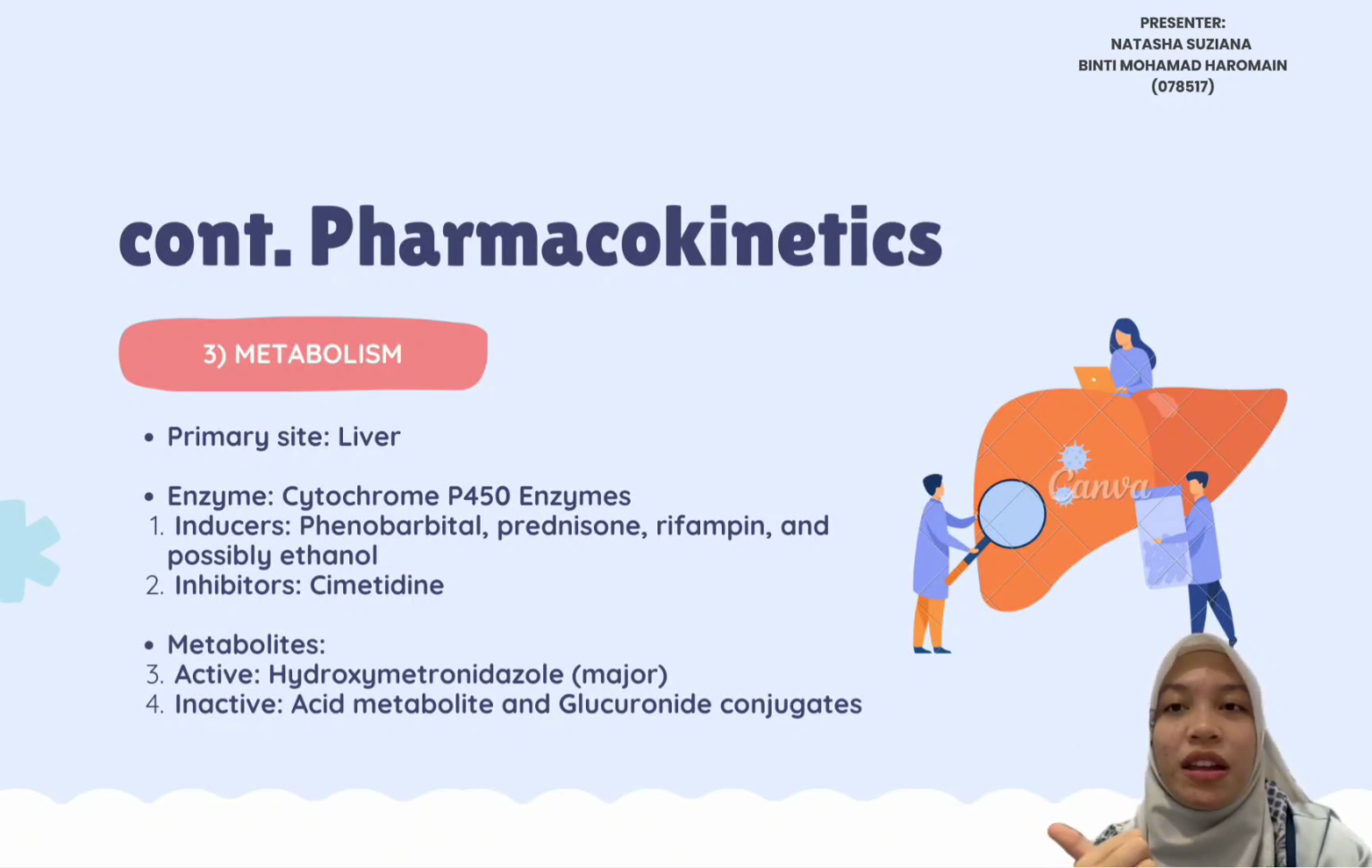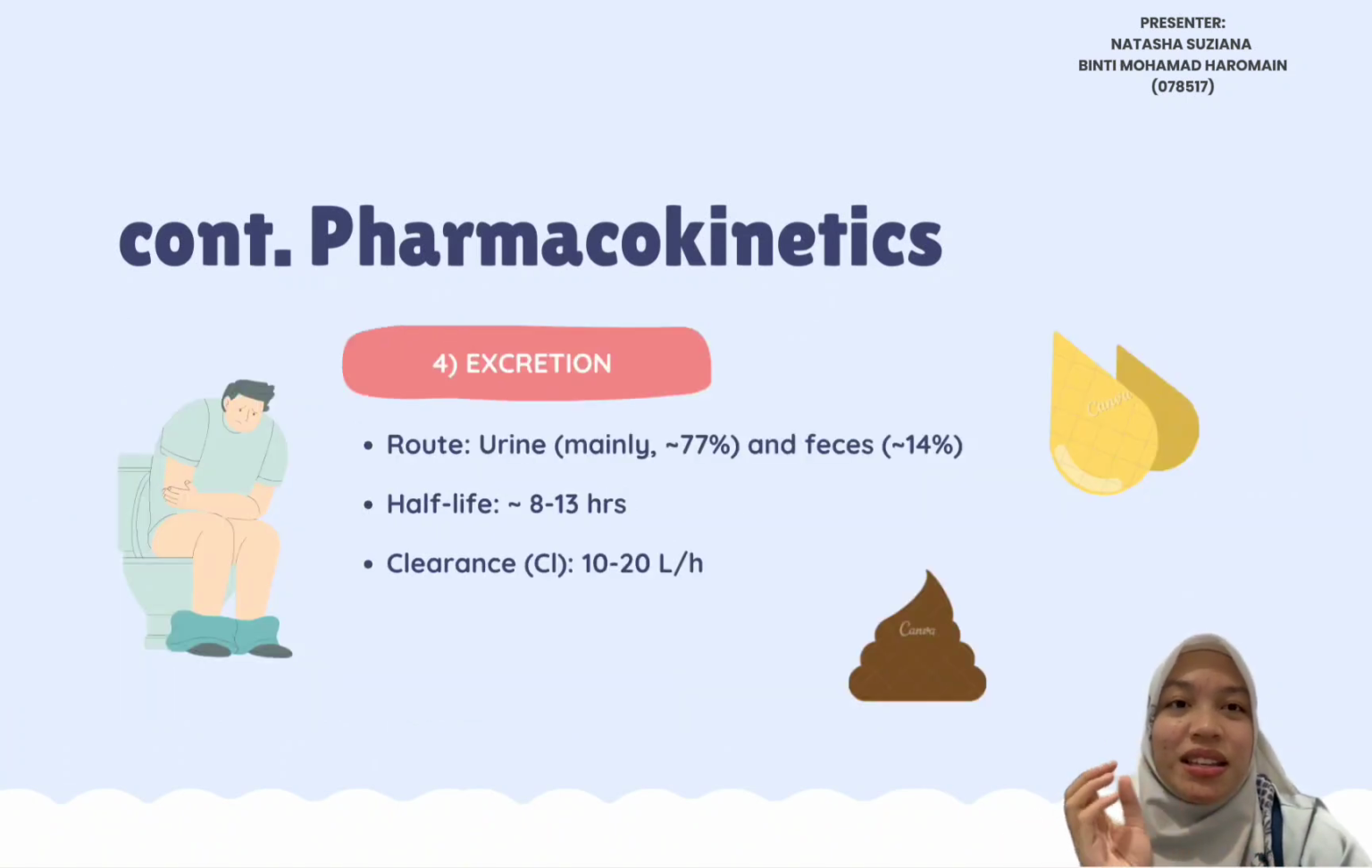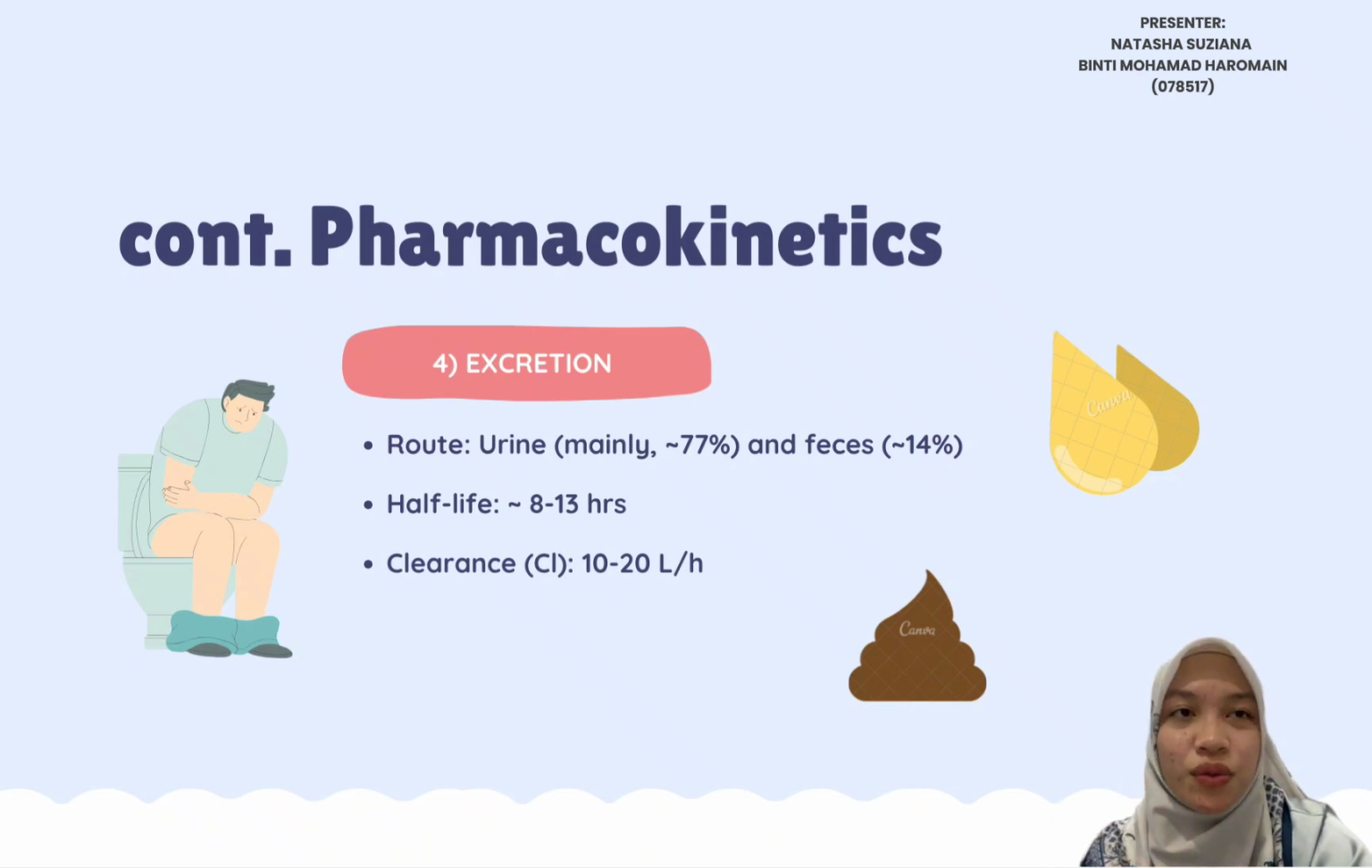An example of an active metabolite is hydroxymetronidazole, which is a major one. Major metabolite means the most abundant metabolite that is produced. Examples of inactive metabolites are the acid metabolite and also glucuronide conjugates. So the last one is excretion. The main route is urine, which is around 77%, and feces, which is around 14%. The urine will be discolored, with some patients exhibiting reddish brown urine due to the pigment derived from the drug.